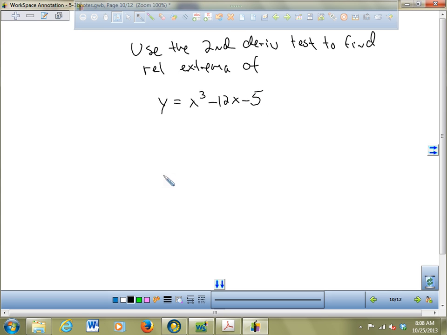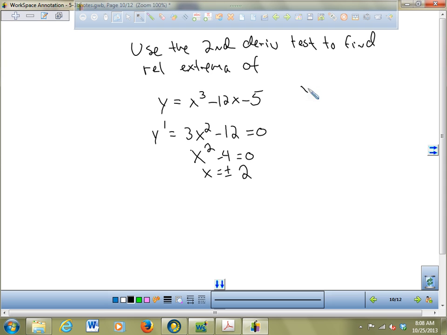I stole this example, I think. So y prime is 3x squared minus 12. You set this equal to 0 to find out where the first derivative is equal to 0. I can factor out a 3: x squared minus 4 equals 0. So x equals plus or minus 2. I knew that. Come on, I was doing so well.